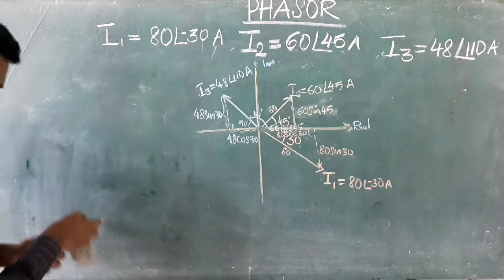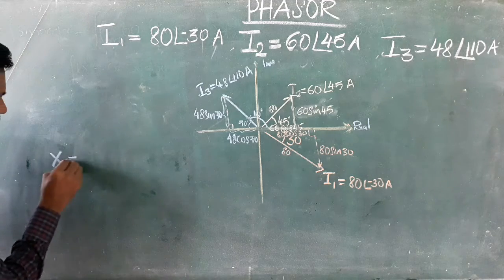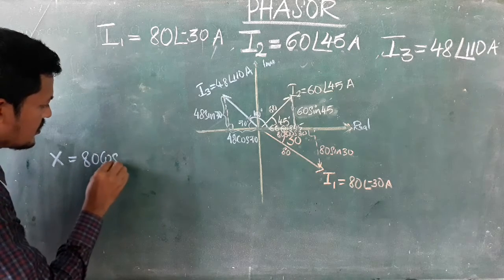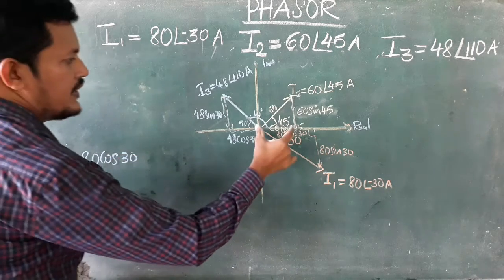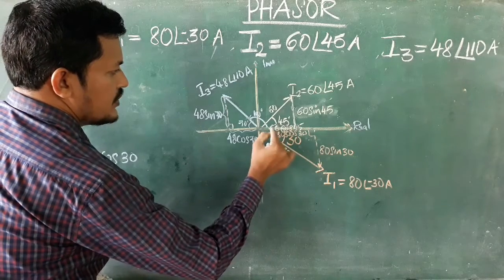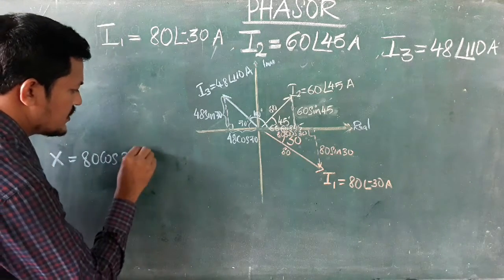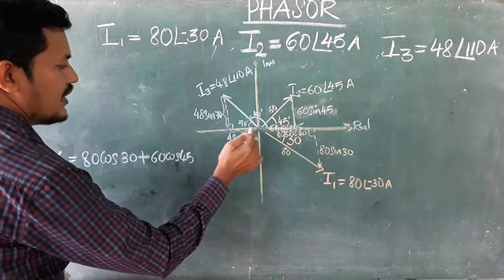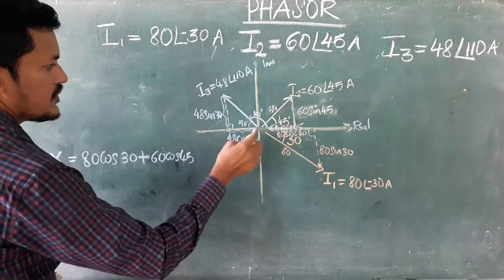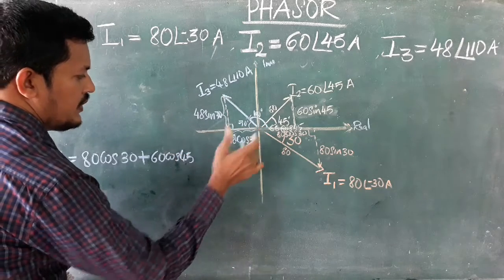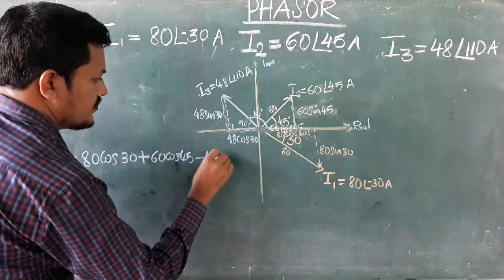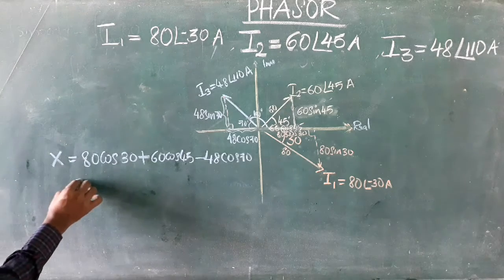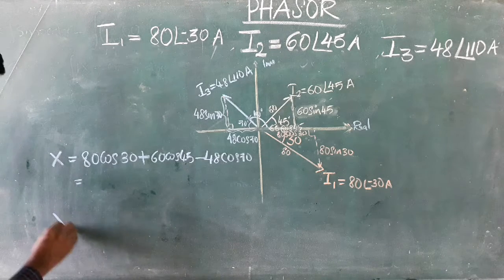So for the x component, for I1 it is 80 cos 30. For I2, again this one is also positive, same direction, 60 cos 45 plus 60 cos 45. And for I3 the directional cos component is on the opposite or negative side, so it should be minus 48 cos 70. Clear? So we can find its value. Similarly we can find the y component.